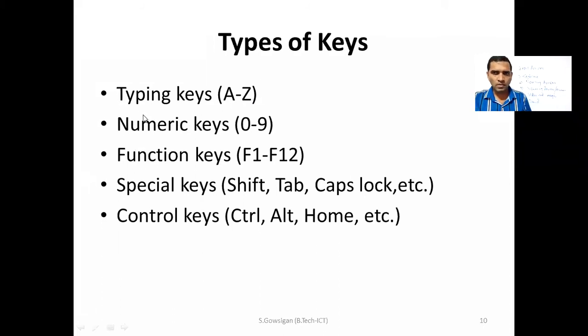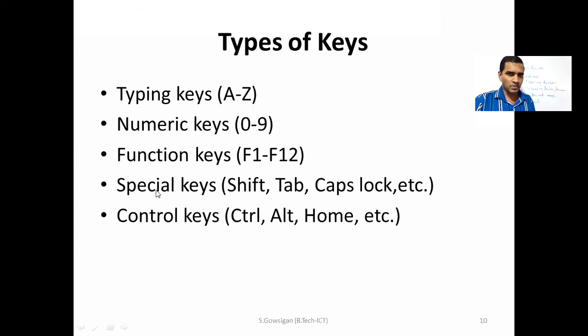There is a type called typing keys, sometimes called alphabet keys, A to Z. I'll show them. Then we have number keys, which are called numeric keys, from 0 to 9. And on top of the keyboard there is a row allocated for keys. Those keys are called function keys. They are from F1 to F12. I will show them and briefly explain. So you have function keys.